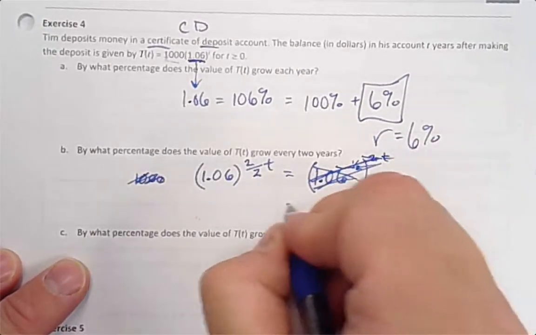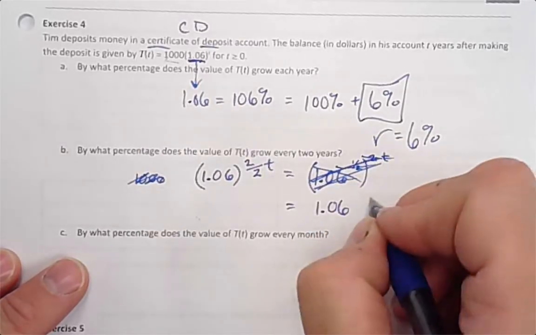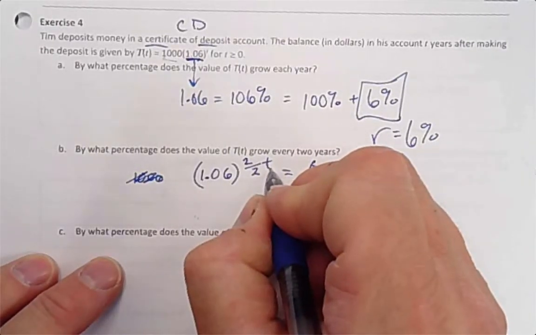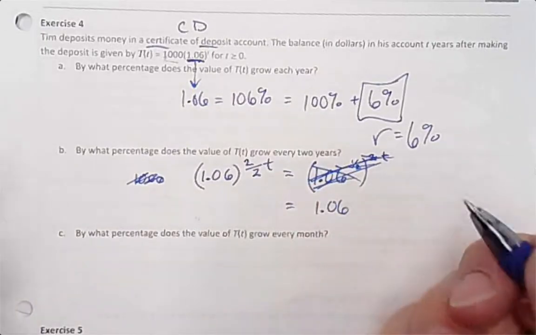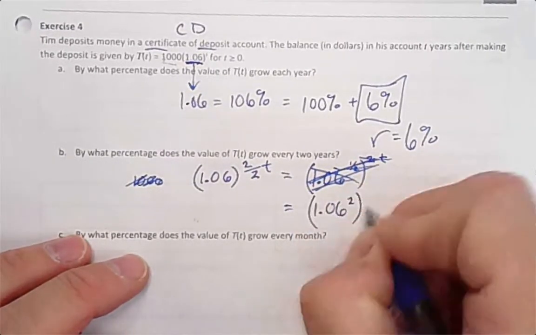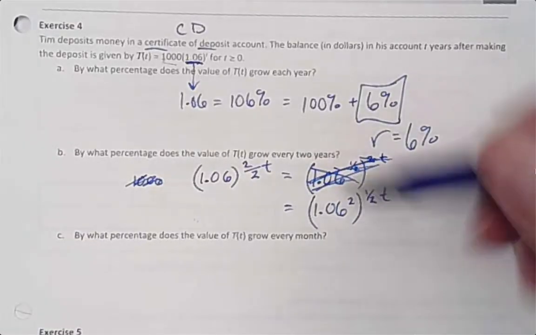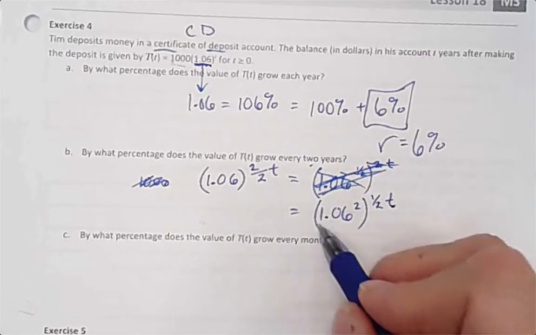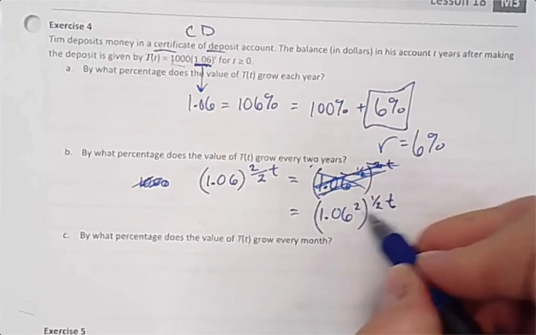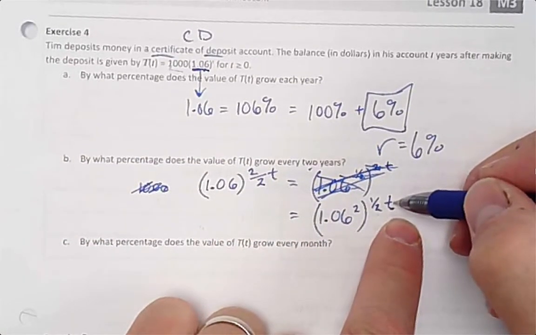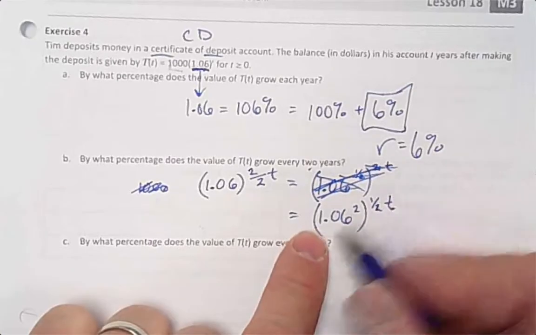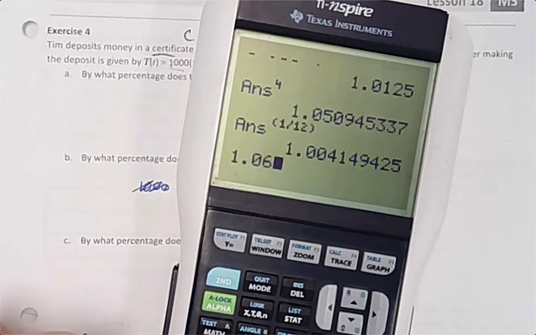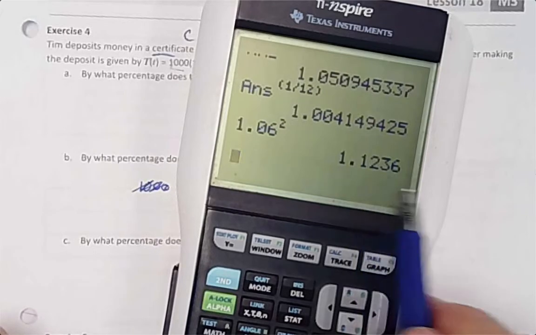I'm doing a pen too, so don't complain. 1.06. If I'm talking about every 2 years, that means that I should be able to put a 2 right here and get an answer of 1. All right, I want to have an answer of 1. So I'm going to square this and put the 1/2 t on the outside. The reason is every 2 years, t is still representing years. So if I put a 2 right here, 1.06 squared to the 1/2, I'd still multiply those and they'd cancel, but I'm pulling them apart so I can put a 2 there and I get a 1 answer. And then what's inside is the percentage, that is how much it's going to grow every 2 years. 1.06 squared gives me 1.1236.